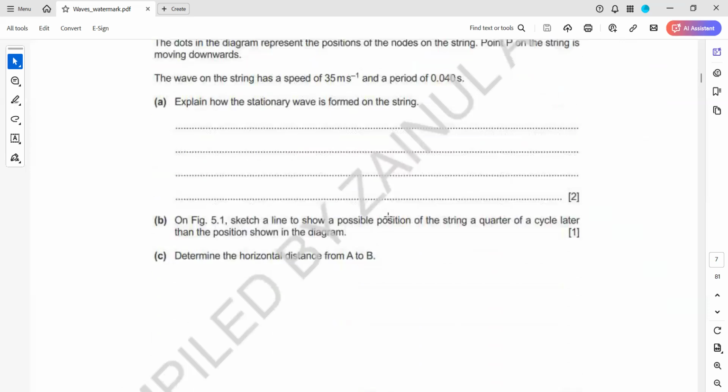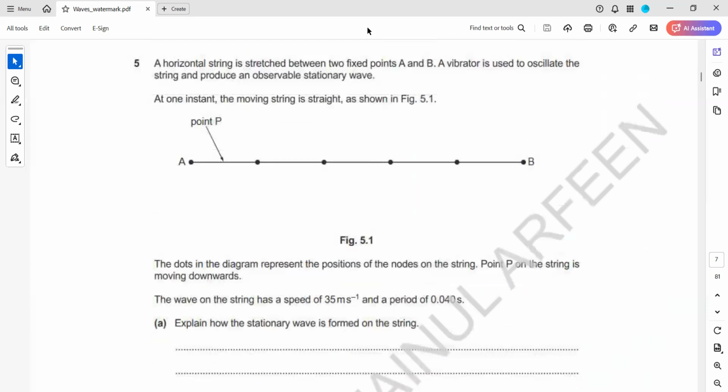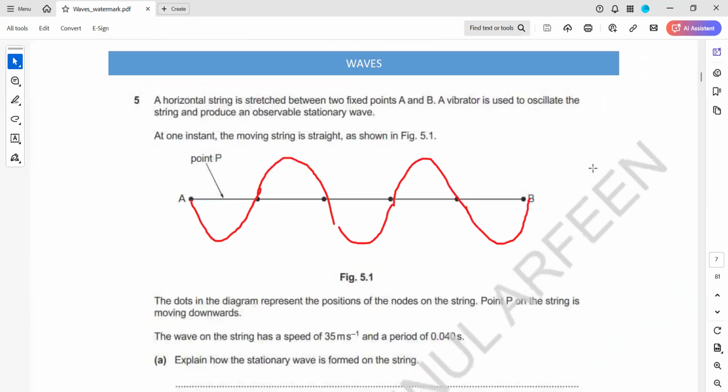Determine the horizontal distance from A to B. To determine the horizontal distance from A to B, this is a node, this is also a node, this is also a node. So all of them are nodes, the points they already mentioned in the question. What is the distance between three successive nodes? The distance between three successive nodes is one wavelength. This is also one wavelength. And between two successive nodes is half a wavelength. So what is the total distance from A to B? The total distance is equal to 2.5 wavelengths.